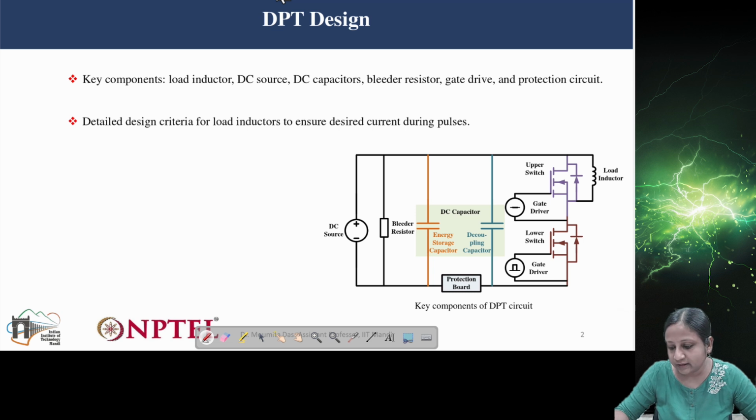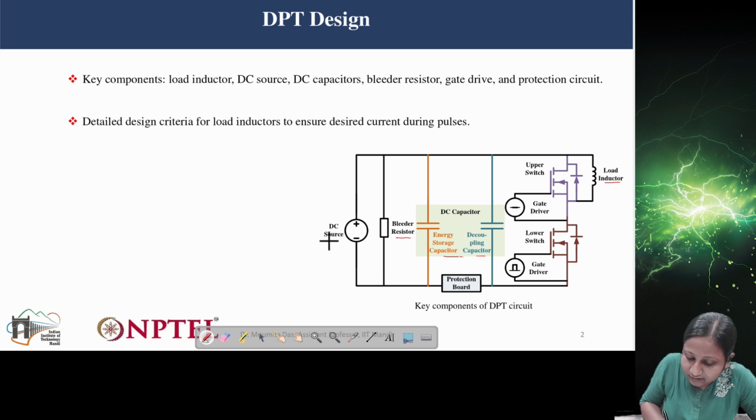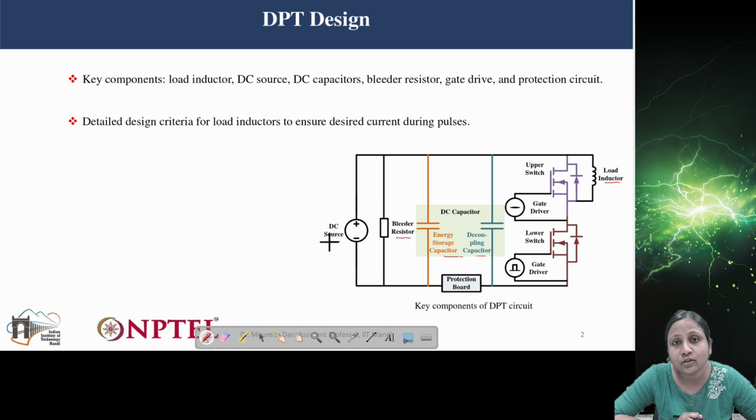As you can see on this slide, here I have kept the DPT circuit which I have already discussed in the previous lecture. In this diagram, the main components required for the DPT circuit are two capacitors, one decoupling capacitor and one energy storage capacitor, and then one bleeding resistor and one load inductor. These are the components required, along with the DC source, for characterization of power electronics devices for dynamic operation.